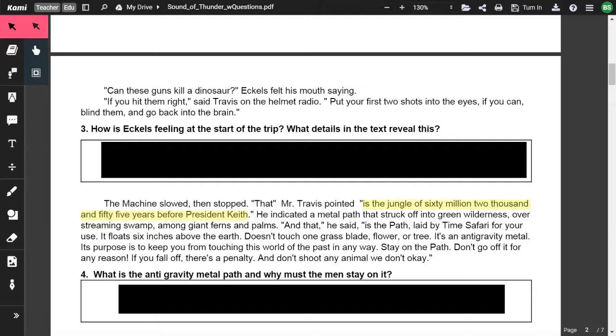Can these guns really kill a dinosaur? Eccles asked. He felt his mouth saying it without him thinking. If you hit 'em right, said Travis on their helmet radio. Put your first 2 shots in their eyes if you can, to blind them, and then go back for their head.